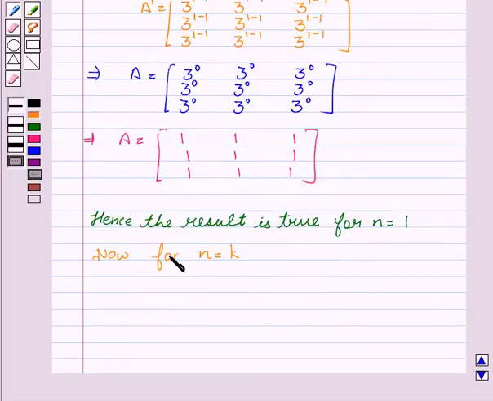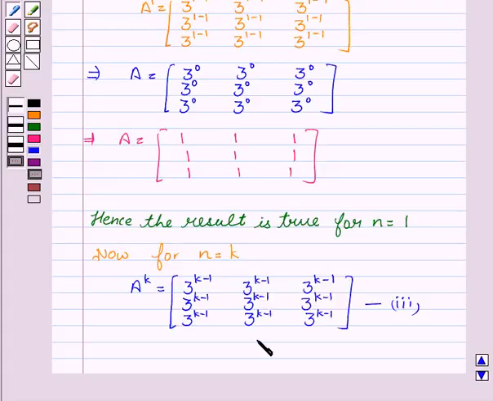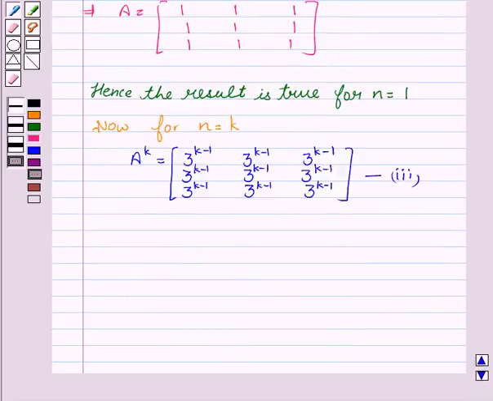Now, for n equal to k, we get A to the power k equal to 3 to the power k minus 1, 3 to the power k minus 1, 3 to the power k minus 1, and similarly for the second row and third row. We name it as our third equation. Now, we'll prove the result for n equal to k plus 1. A to the power k plus 1 can be written as A to the power k into A. Now we'll substitute the value of A to the power k from equation number 3 and the value of A from equation number 1.